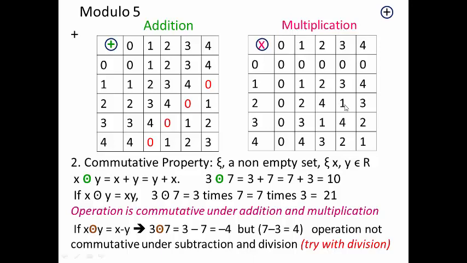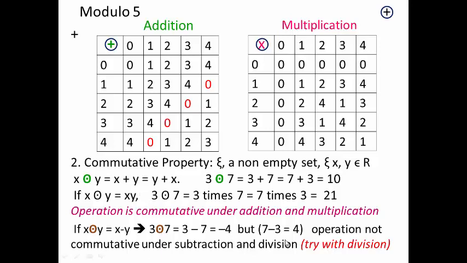closed. But under subtraction and division, the operation will not be closed. I want you to try that. Give a modulo 5 subtraction. 1 minus 2, it is minus 1. So in fact, that is very clear. Minus 1 is not in modulo 5. So definitely the subtraction is not closed.